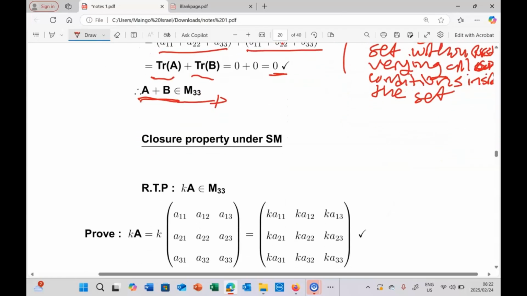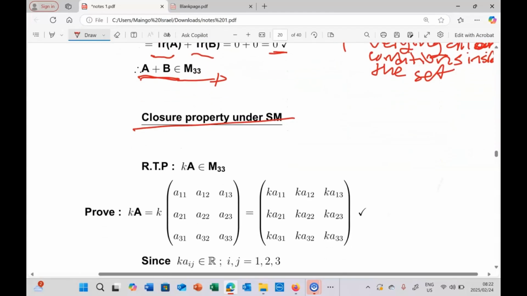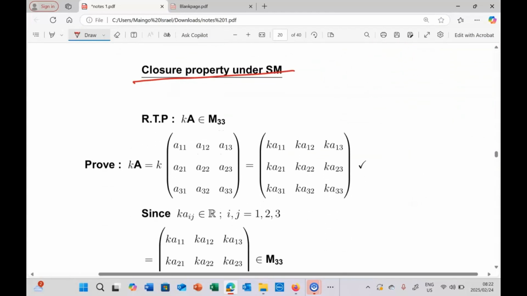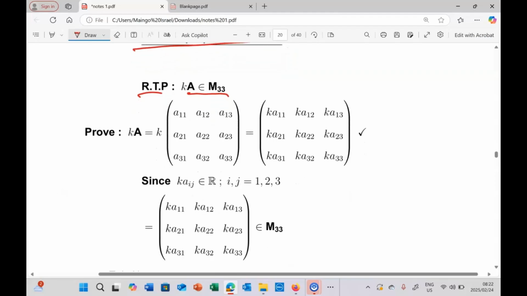So let's look at the closure property under scalar multiplication. What are we required to prove? We're required to prove that K times A belongs to M33, which is a 3 by 3 square matrix. So we're just multiplying by a scalar. This is just K. What is A? A is this matrix, remember?